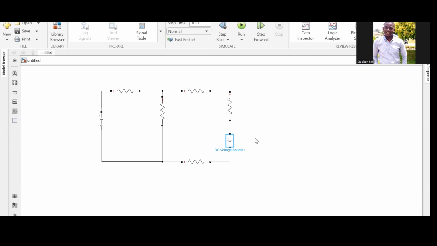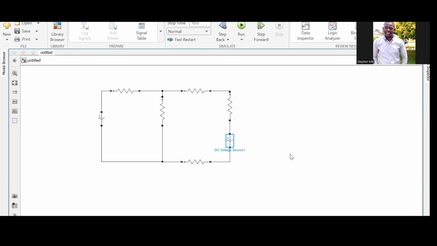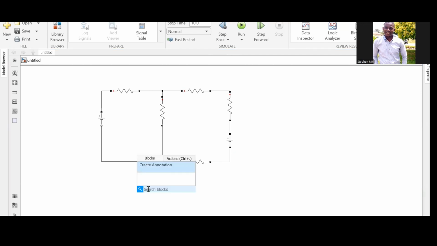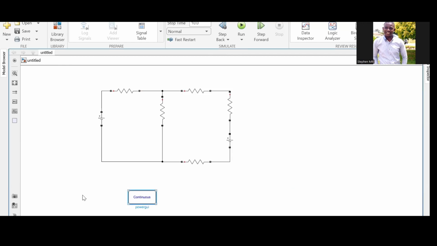And then here, after we did the source transformation, this is 112 volts. Remember the 4 ohm resistor that is here, and the current source, 4 by 28, that is 112. Now we need the power source for this circuit to run, so I just have to put it somewhere here. And then now we need to measure.